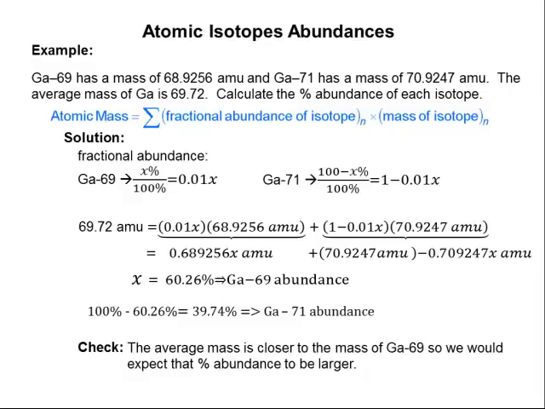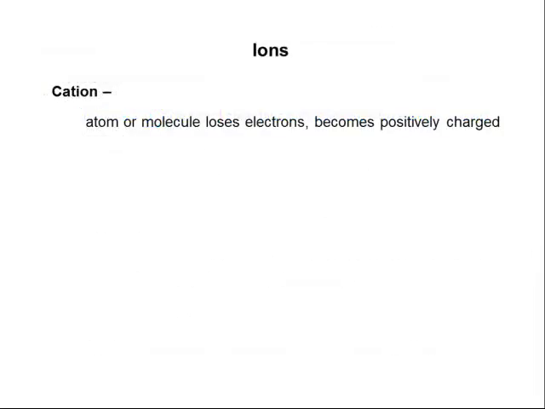Okay, so continuing on with our discussion of the atom and moving on to something a little bit easier but still equally important is dealing with formation of ions. All right, you need to recognize this name, cation. A cation is going to be an atom or a molecule that's going to lose electrons. If we lose electrons, it's going to become positively charged. Why? Well, because electrons have a negative charge. When we pull them away, we get excess positive.